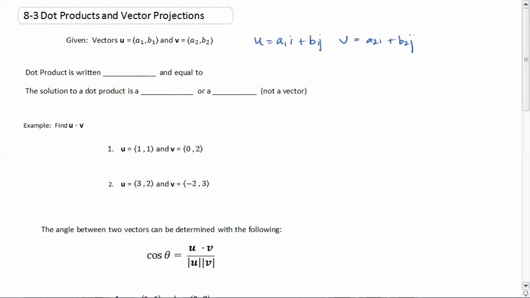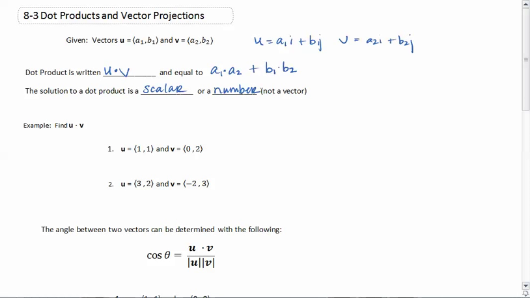So let's talk about dot product. If we were doing the dot product with u and v, we would write it as u dot v, not surprisingly, and it is equal to a1 times a2 plus b1 times b2, so the y's from both of our vectors. The solution to a dot product is therefore a scalar, not a vector. So let's do an example together.